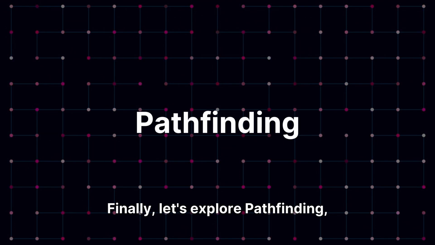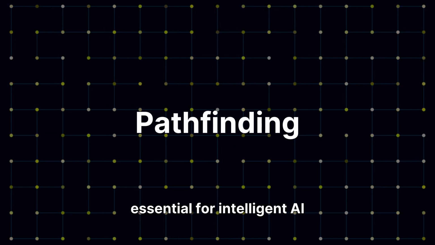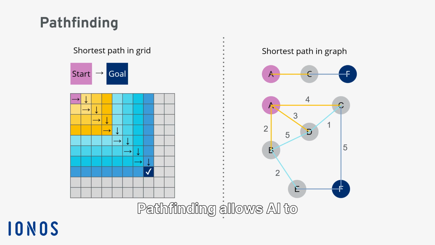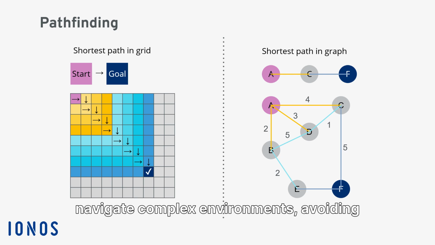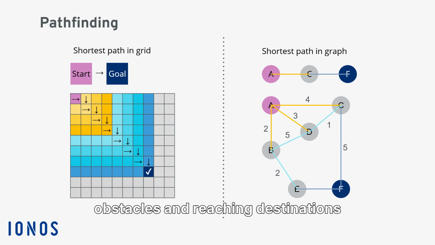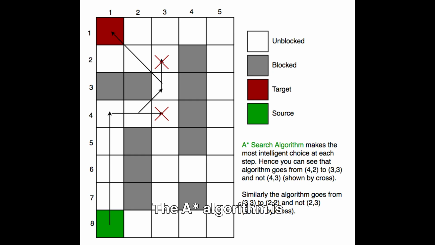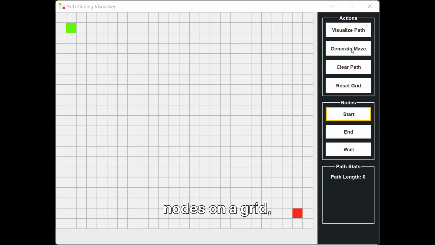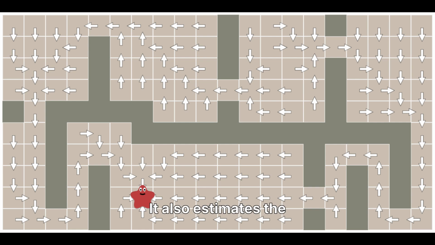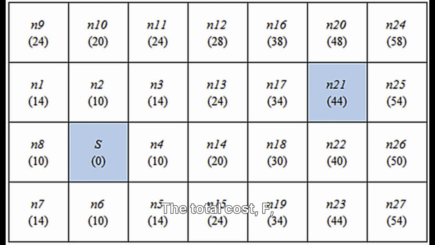Finally, let's explore pathfinding, essential for intelligent AI movement in any game. Pathfinding allows AI to navigate complex environments, avoiding obstacles and reaching destinations efficiently. The A* algorithm is a popular and efficient choice for finding the shortest path. A* works by evaluating nodes on a grid, considering movement cost from the start, known as G. It also estimates the distance to the target, called the heuristic or H. The total cost, F, is the sum of G and H, guiding the algorithm to the optimal path.